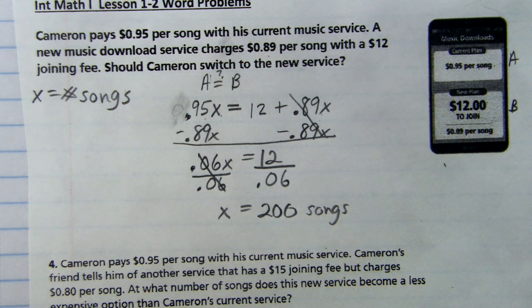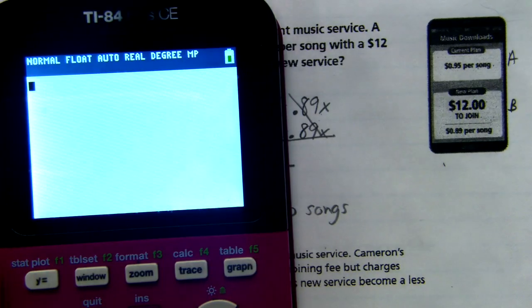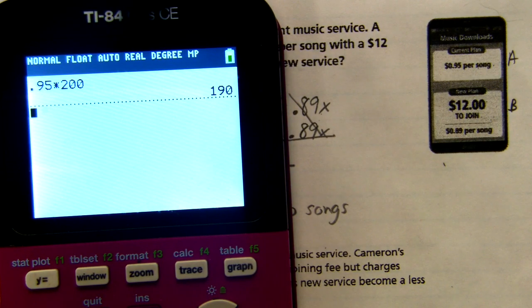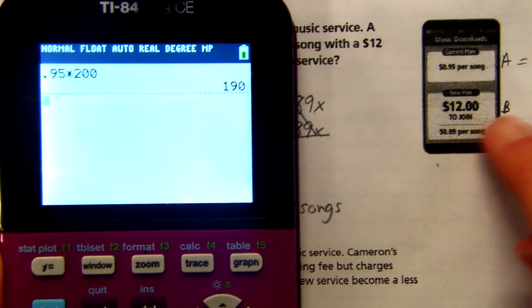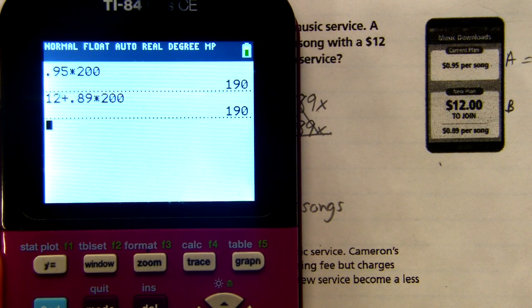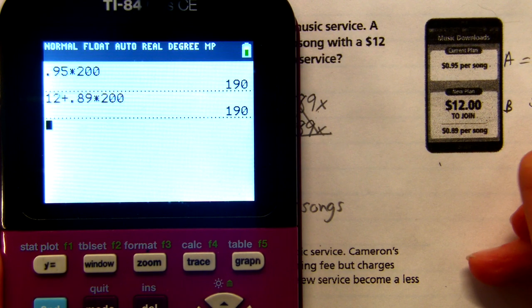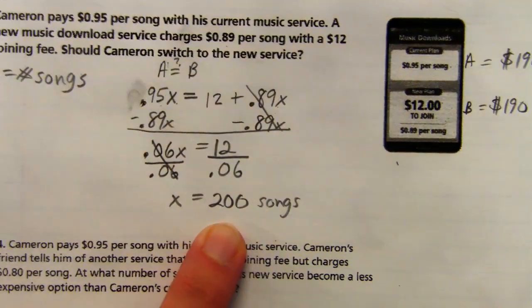And if you don't believe me, we could actually figure that out really quick. So for plan A, if it was 200 songs, it'd be 0.95 times 200. So plan A is going to cost them $190. And if I do plan B, it's 12 plus 0.89 times 200. It's also 190. So that happens when they download 200 songs.